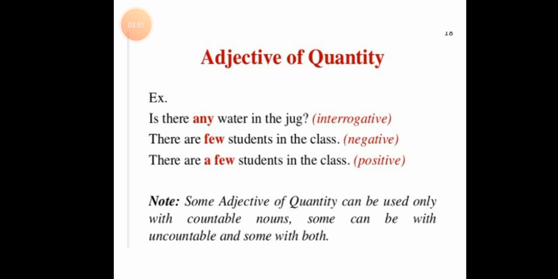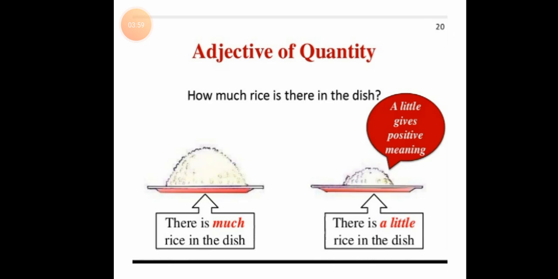Some adjectives of quantity can be used only with countable nouns, some with uncountable nouns, and some with both. See one more example to make it very clear. How much rice is there in the dish? There is much rice in the dish. We cannot count the rice. This is an uncountable noun, so we have to use the word much or little. A little gives a positive meaning.